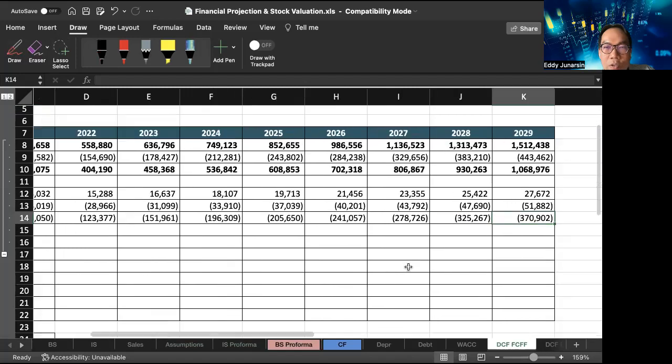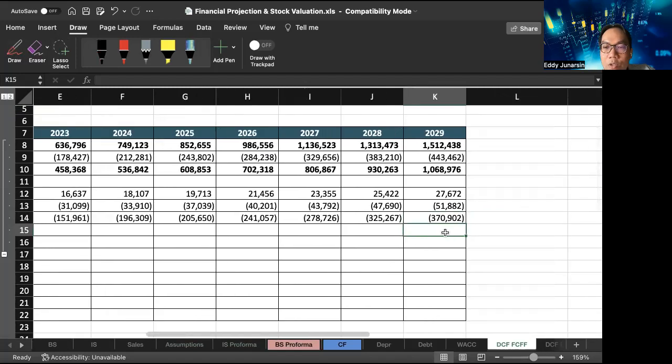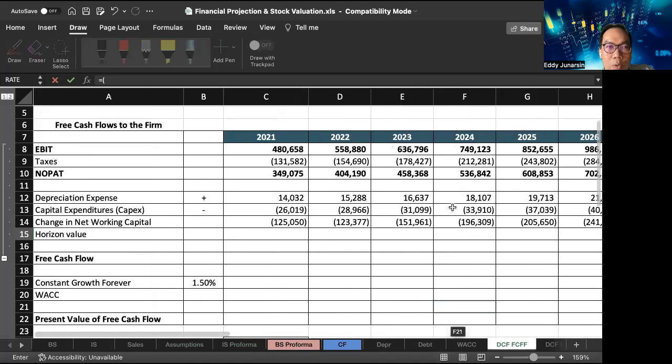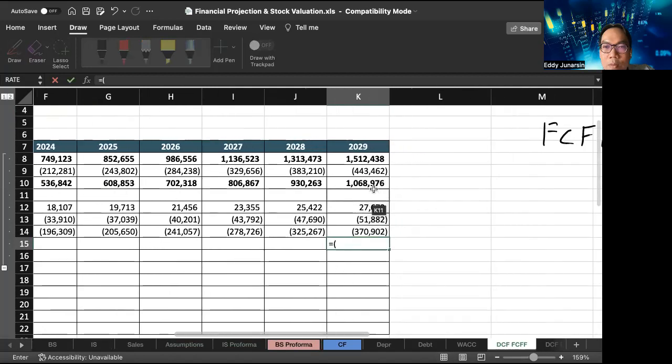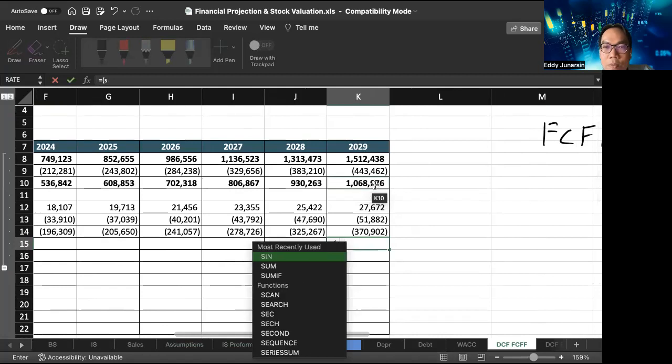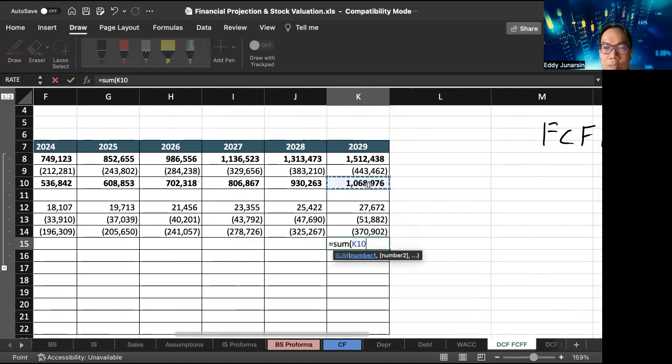Okay, so horizon value here, we're assuming that will be the cash flow in 2029, which is this one, the sum of NOPAT, add back depreciation. One moment.